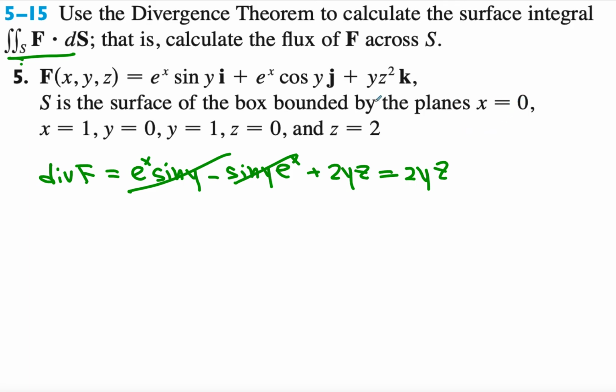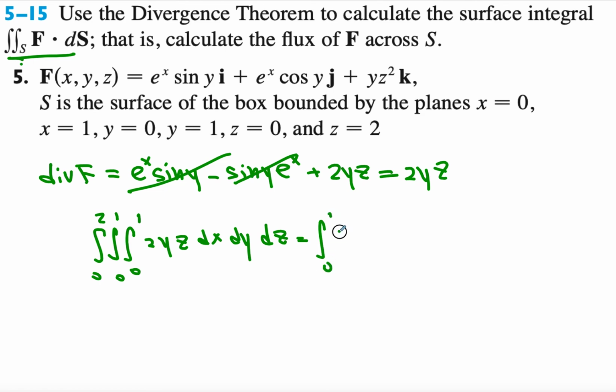Then x, y, z go from 0 through 1, 0 through 1, and 0 through 2 for z. So we have the integral of 2yz dx dy dz. Then we can see 0 through 1 dx, 0 through 1 of 2y dy, and lastly 0 through 2 for z dz.